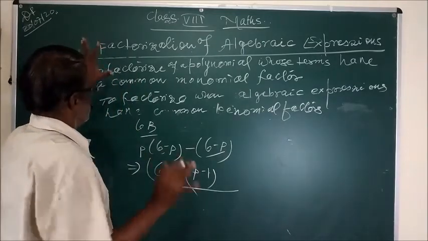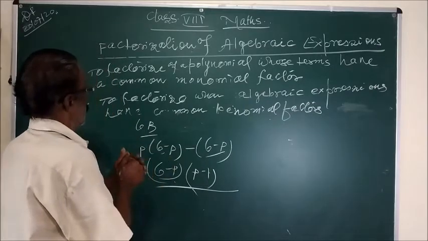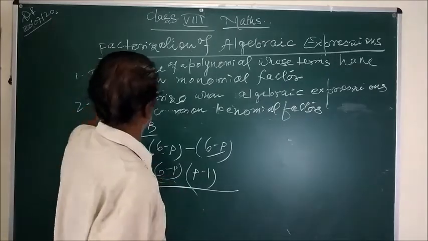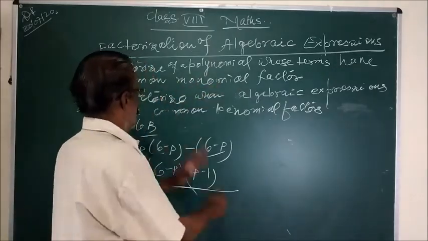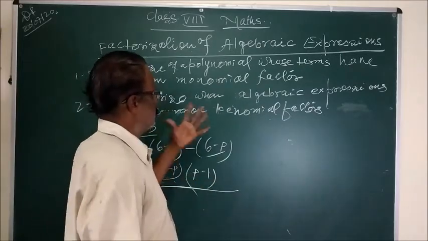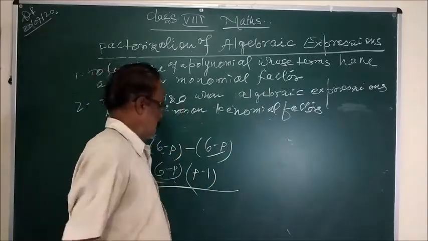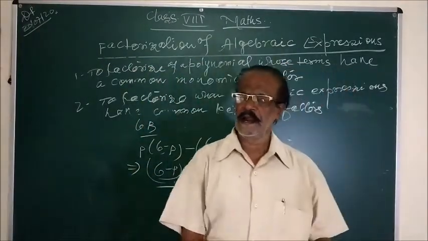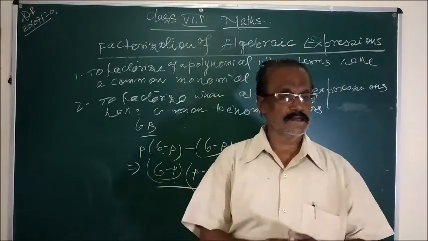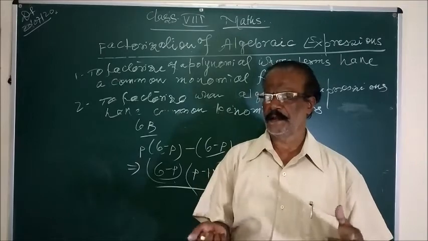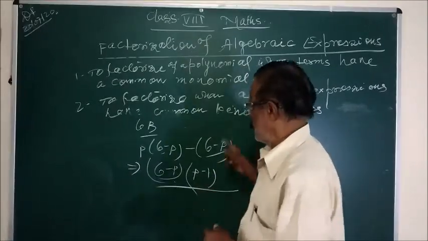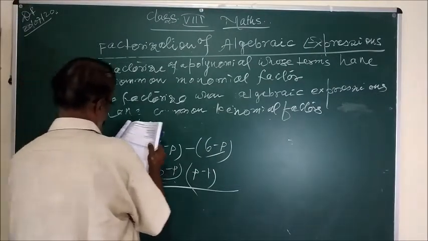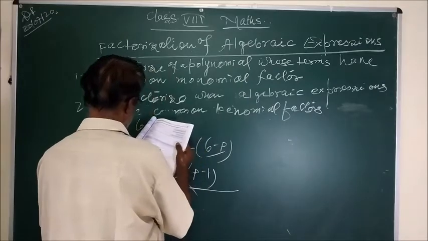So, two exercises I have explained: how you can factorize a given polynomial whose terms have a common monomial, and how you can factorize a given polynomial if the common factor is a binomial. Monomial, binomial, trinomial, you must have studied. Single term, monomial, 2 terms, binomial, 3 terms, trinomial, like this. So this is 6a and 6b. One more question, you can see.